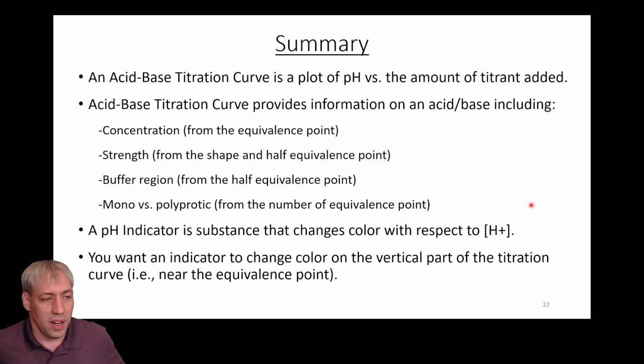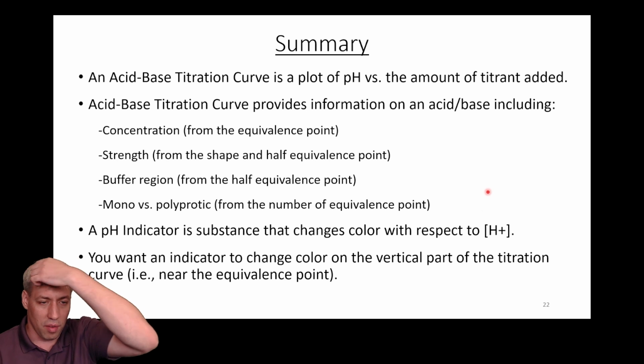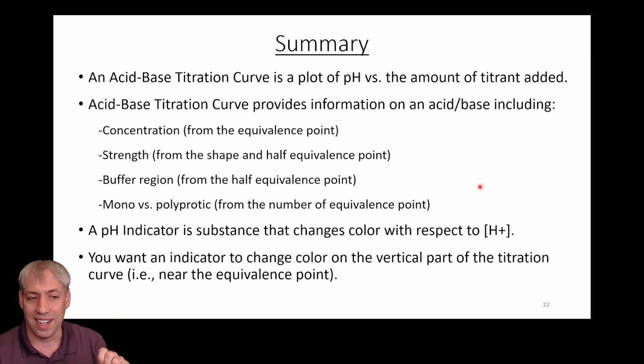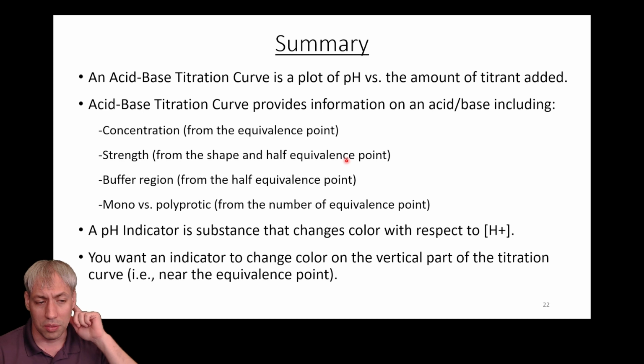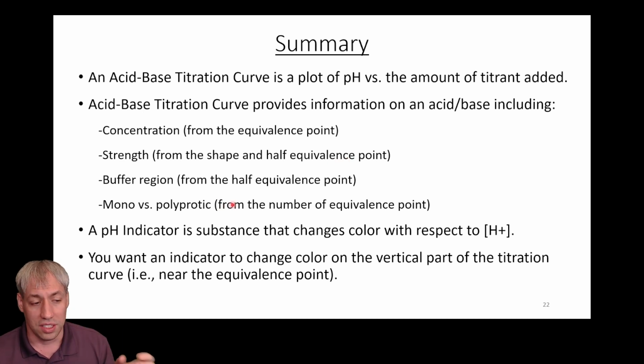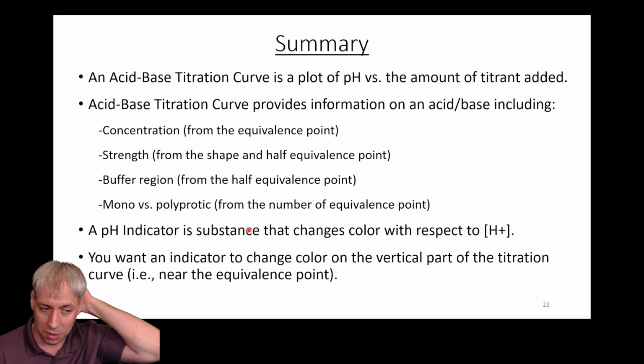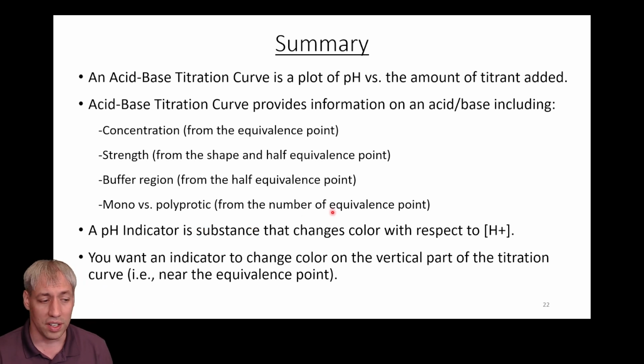All right, so there's a summary. An acid-base titration curve, we have a plot of the pH versus the amount of titrant added. You know the titrant, you measure the pH, and so through that you get a lot of information. It's an information-dense graph. It tells you the concentration from the equivalence point, the strength of the acid from the shape, as well as the half-equivalence point or the Ka value. It tells you what the buffer region is when you see it plateau versus sharp increases. It tells you where it'd work as a buffer. The number of those inflections tells you the mono versus polyprotic, as well as the number of equivalence points.